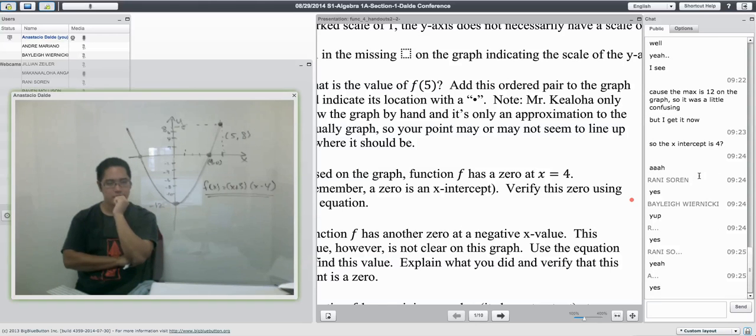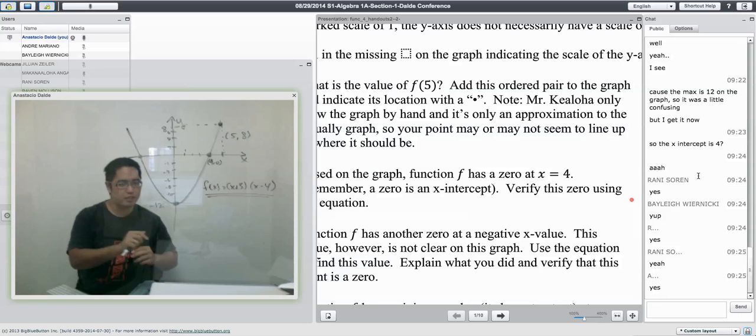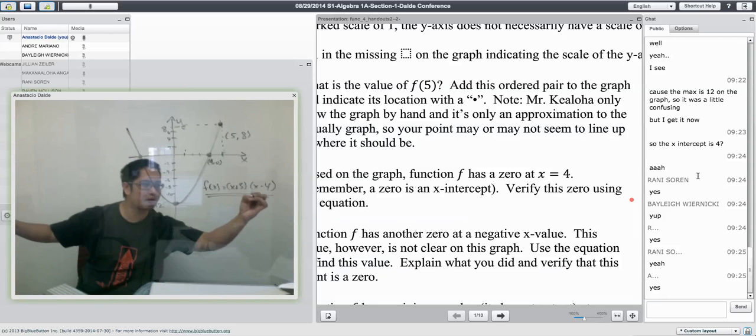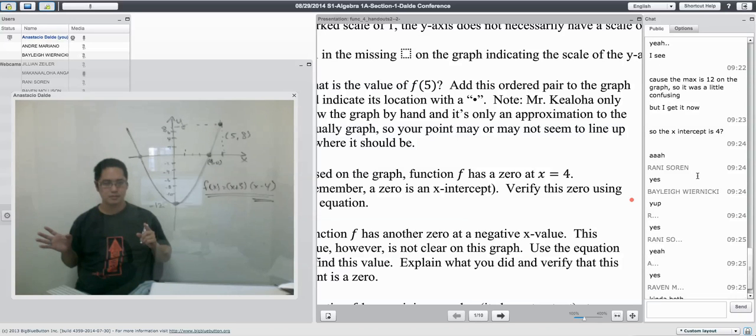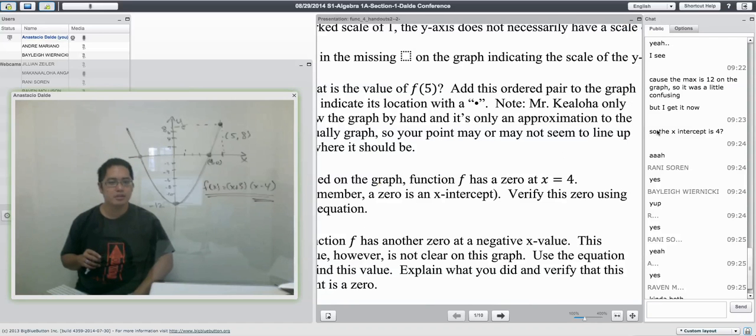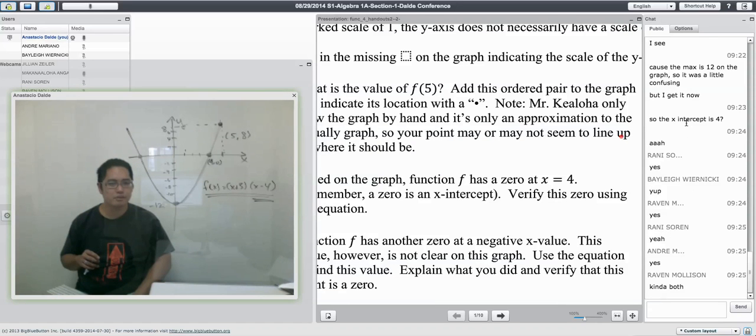Okay. I'm assuming that you guys are referring to this part right here. Am I correct? Okay. All right. Kind of both. What do you mean by kind of both?